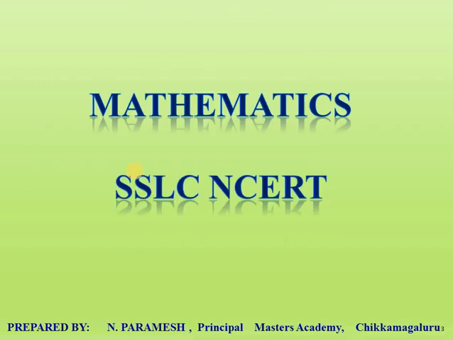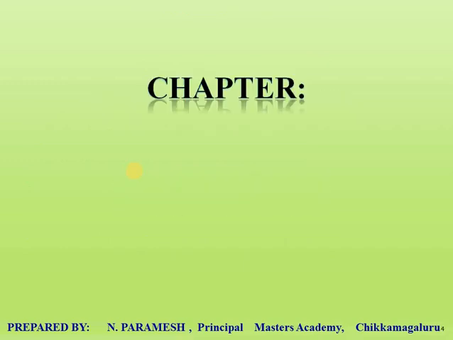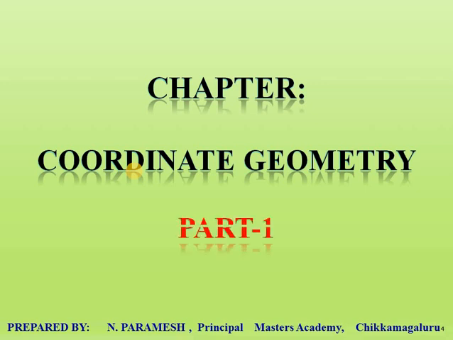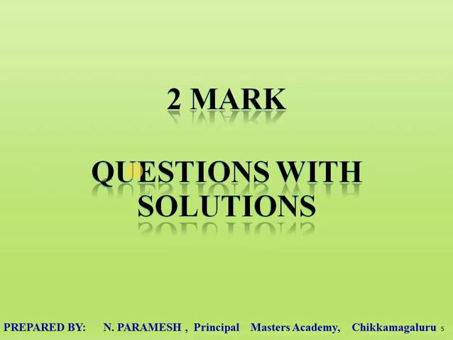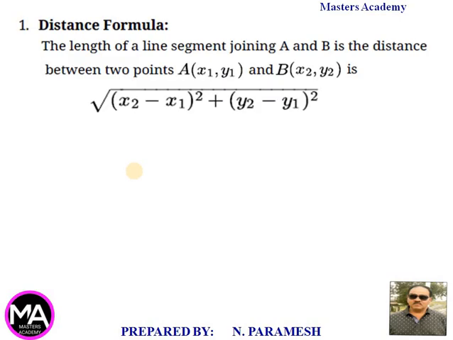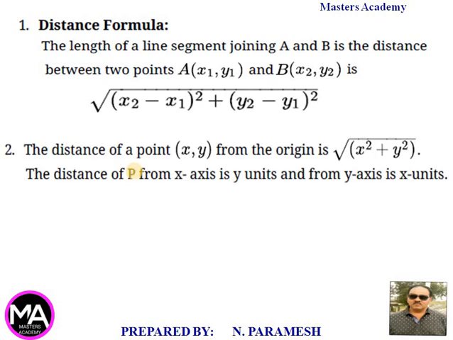Mathematics SSLC NCERT Chapter Coordinate Geometry Part 1, 2-mark questions with solutions, prepared by N. Parmesh. Synopsis. Distance formula. The length of a line segment joining A and B is the distance between the two points A(x1, y1) and B(x2, y2), which is root of (x2 minus x1) the whole square plus (y2 minus y1) the whole square.